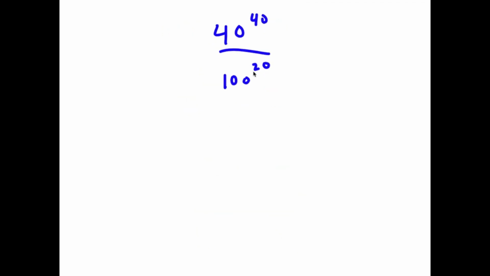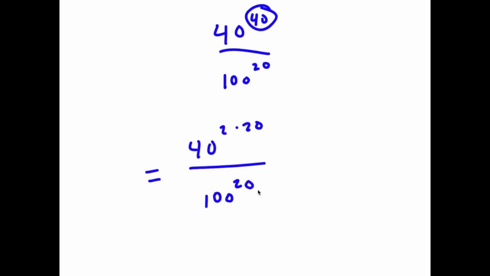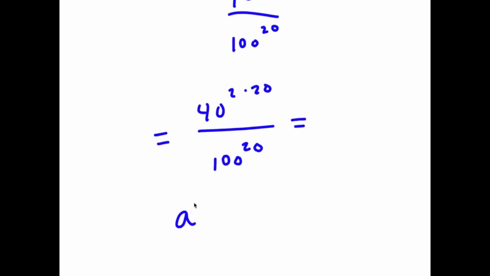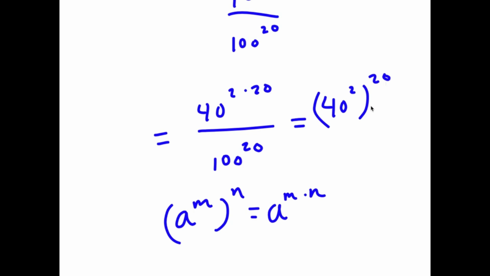Alright, so in this problem, I have 40 to the power of 40 over 100 to the power of 20. So to solve this, I'm going to first rewrite 40 here as 2 times 20. So now I have 40 to the power of 2 times 20 over 100 to the power of 20. And this is the same thing as, if I have something in the form a to the power of m to the power of n, this is the same thing as a to the power of m times n. So I have 40 to the power of 2 times 20, so this can be written as 40 to the power of 2 to the power of 20.